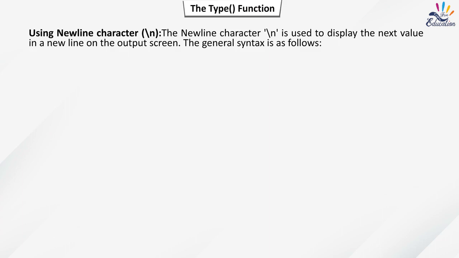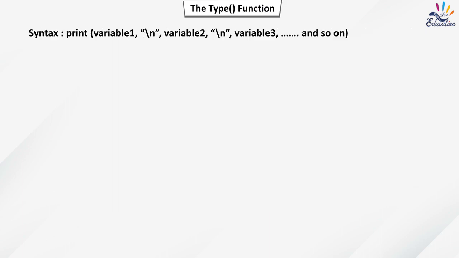Using new line character \n. The new line character \n is used to display the next value in a new line on the output screen. The general syntax is as follows.